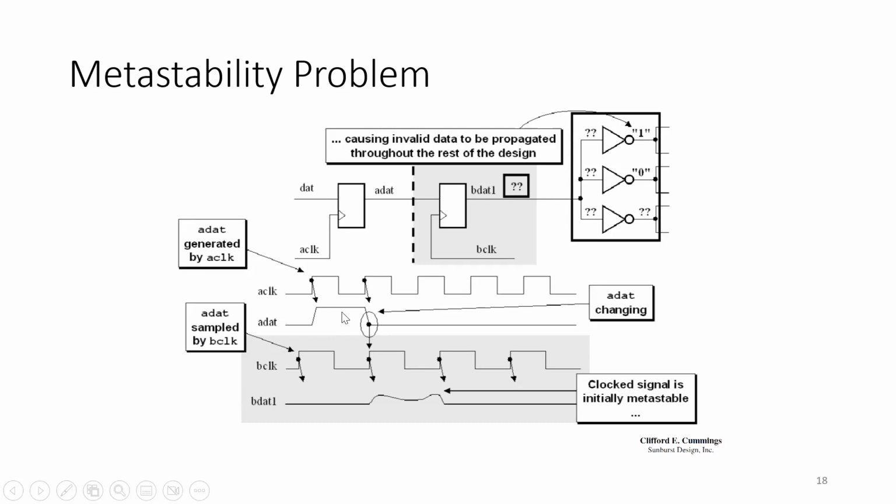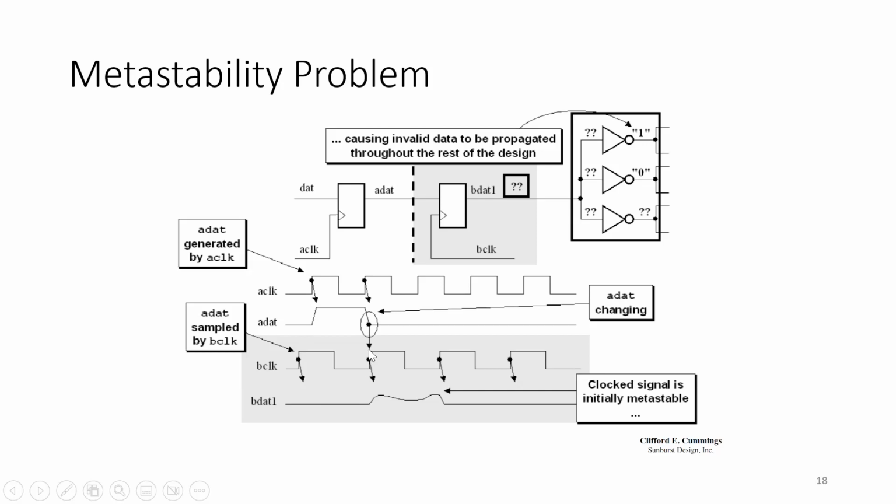Now let's go and see system 2. How will it behave? I have this A data available here, and it should be transferred to B data upon the rising edge of B clock. This is my B clock rising, and A data is 0. So it would remain 0.